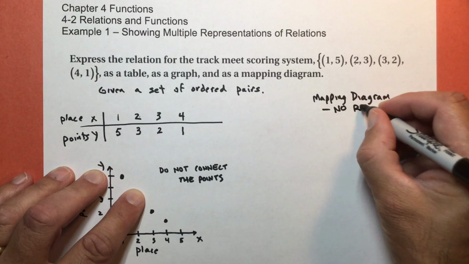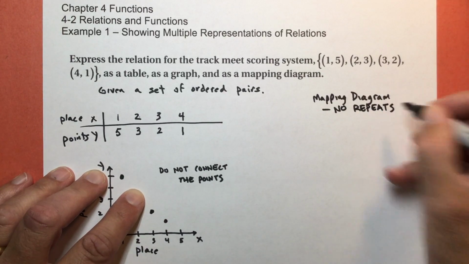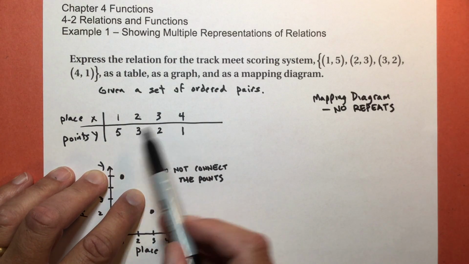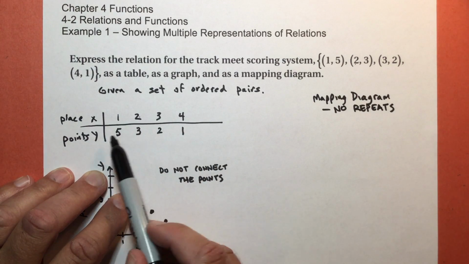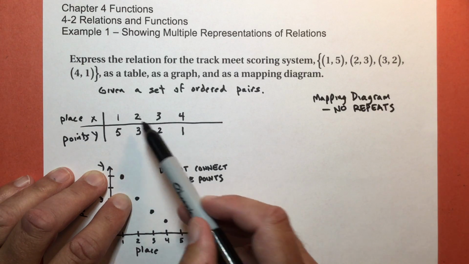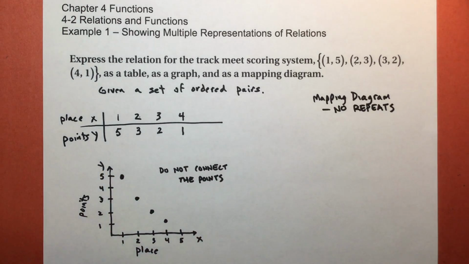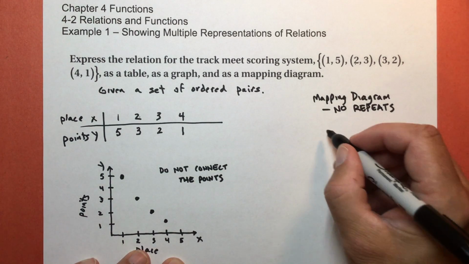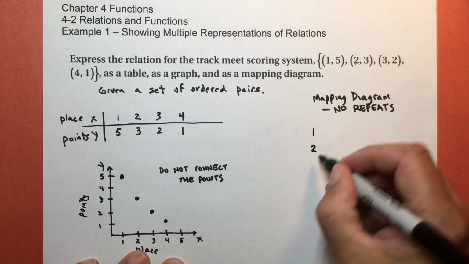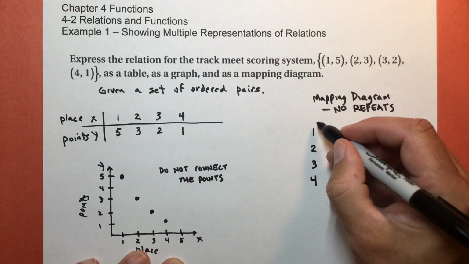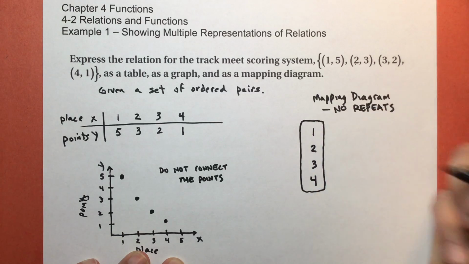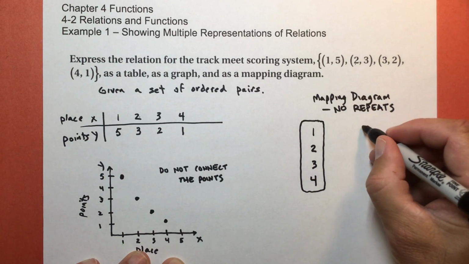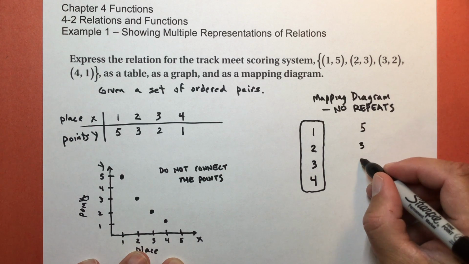No repeats. Now that's not going to be a problem for this example because I got 1, 2, 3, 4, nothing repeats, and 5, 3, 2, 1, nothing repeats. And when I say no repeats, I mean nothing in the x repeats and nothing in the y repeats. There's a 3 in both of them, there's a 2 in both of them, and a 1, but only in the x's and only in the y's, okay? So my x's are going to be 1, 2, 3, 4, and I'm going to draw kind of a box with rounded corners around it, all right? And my y values are going to be 5, 3, 2, 1.